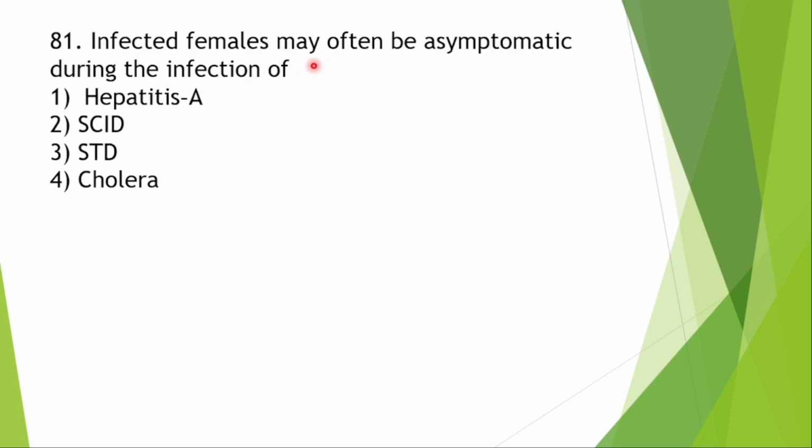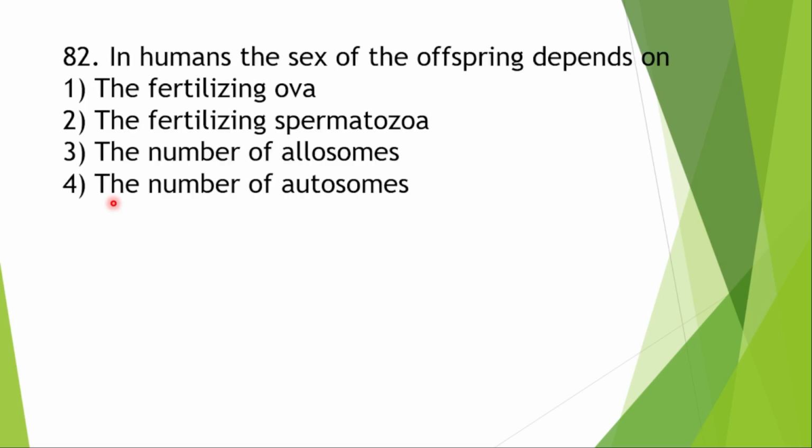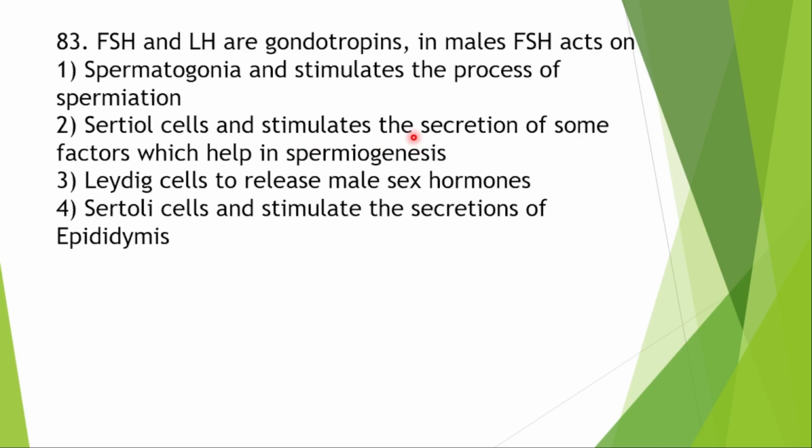81. Infected females may often be asymptomatic during the infection of hepatitis A, SCID, STD, cholera. The right option is STD. 82. In humans, the sex of the offspring depends on the fertilizing ova, fertilizing spermatozoa, number of allosomes, number of autosomes. The right option is option 2, fertilizing spermatozoa.